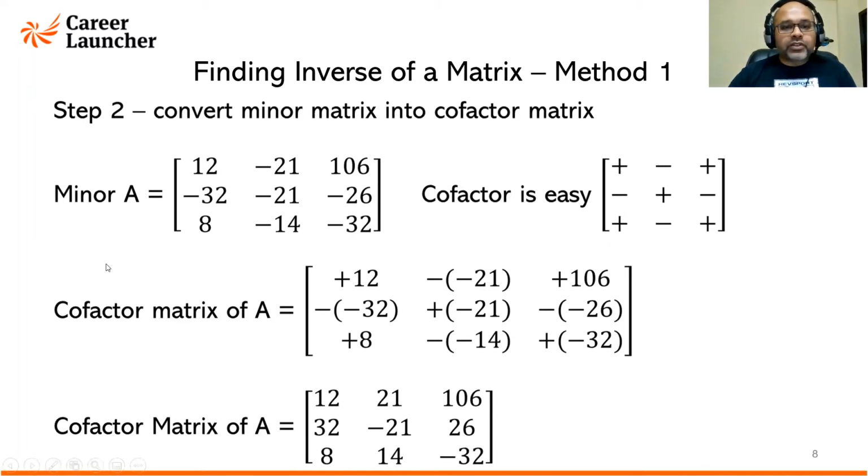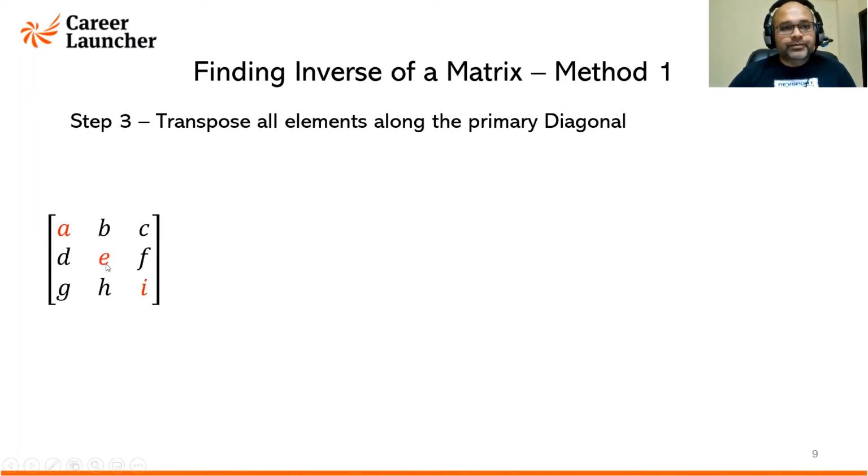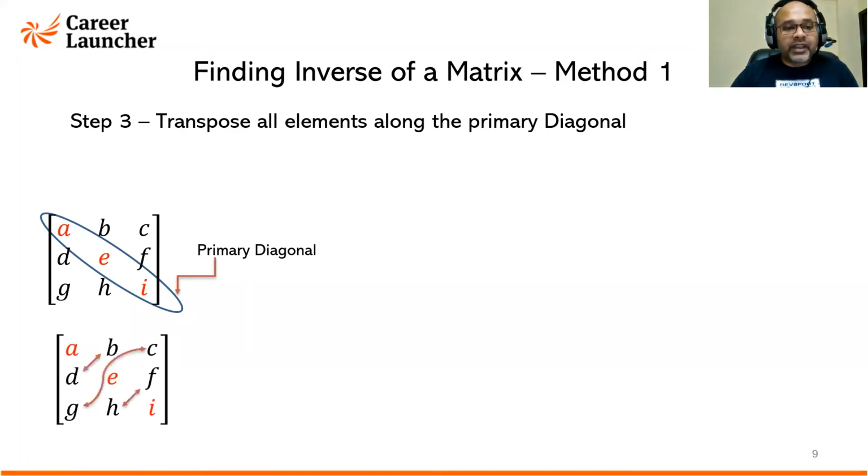The third step also does not involve too much calculation actually. The third step is transposing all elements along the primary diagonal. Now I'll explain what it means. First of all, what is the primary diagonal? It is the diagonal starting from the top left to the bottom right corner. Right? That is your primary diagonal. You are supposed to transpose all elements along the primary diagonal, which means you will not touch your primary diagonal. That will remain as it is, but the symmetrical elements around your diagonal will be interchanged.